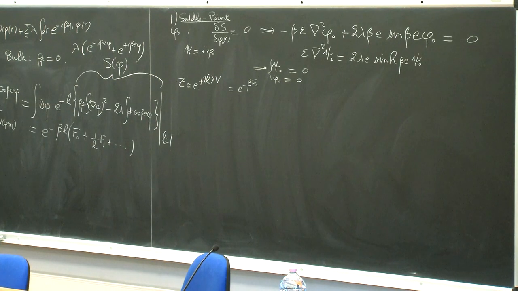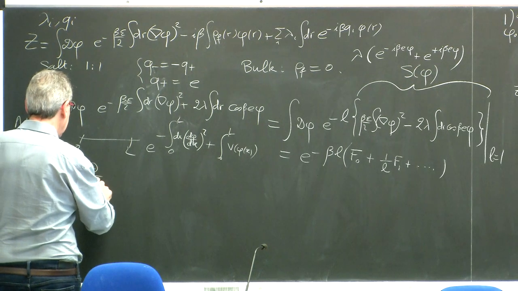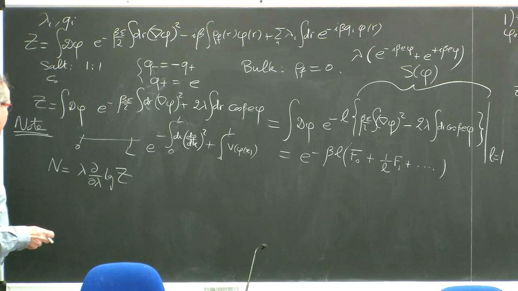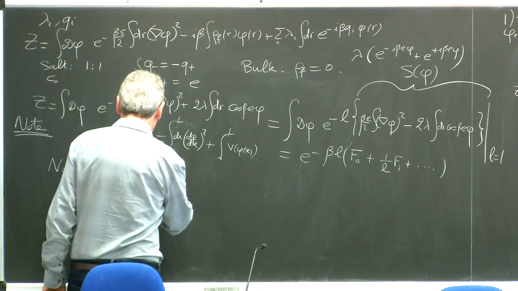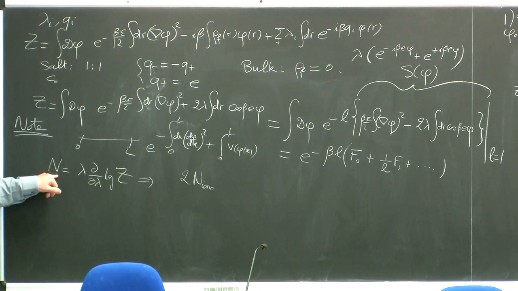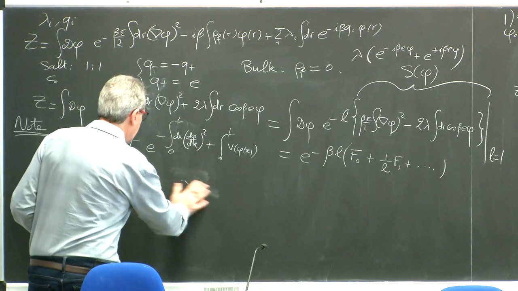I forgot also to write something, which is that lambda is the fugacity of the system, and it is determined by the fact that the total average number of particles is given by n average equals lambda d by d lambda of log Z. Now, this is the total number of charges. If I have n plus ions and n minus ions, with n plus equals n minus, it is really 2n ions, because you have the same lambda for each species of ion.